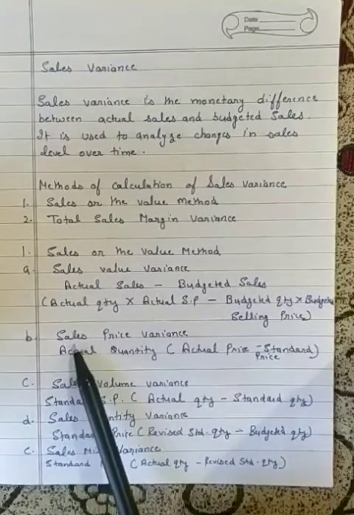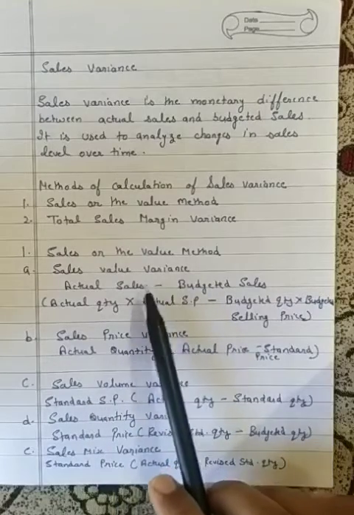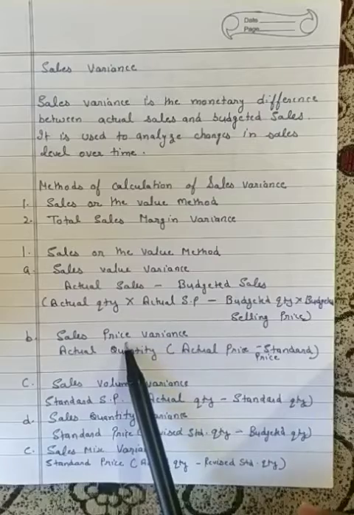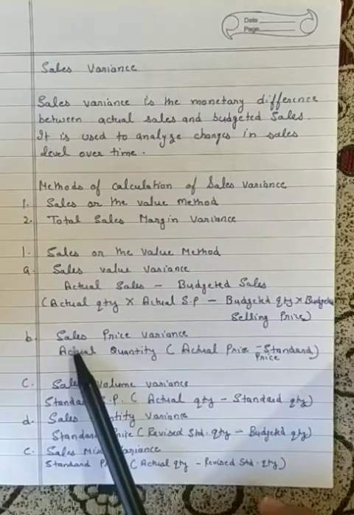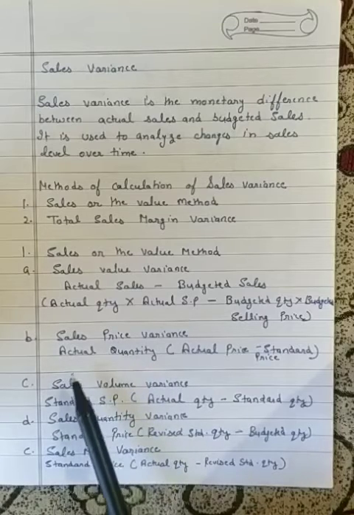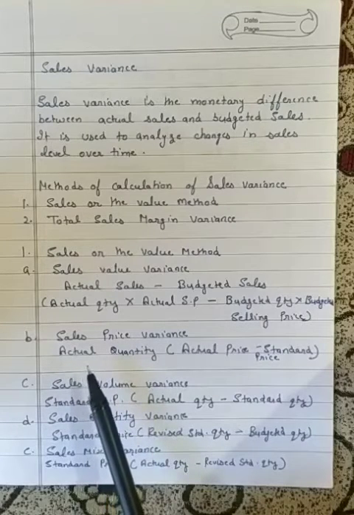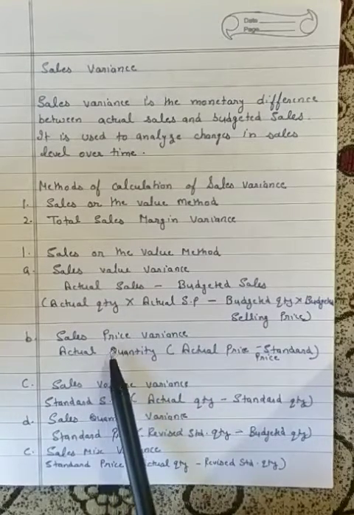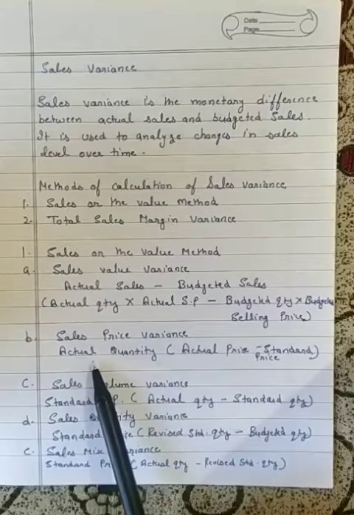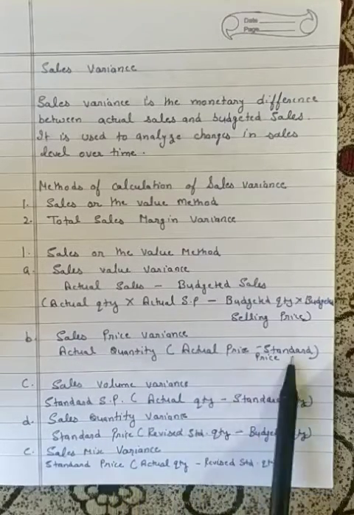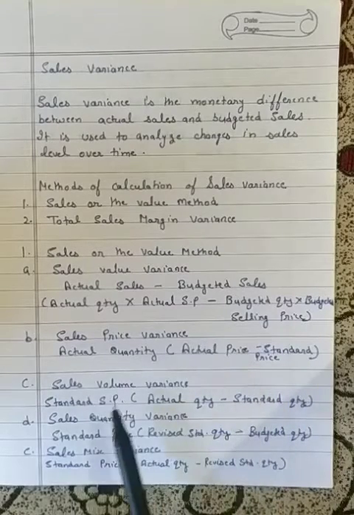Now the second formula: sales value variance may arise because of two reasons. The first reason is price. So the second formula is the sales price variance. Sales price variance is a variance which arises because of the difference between the actual price and the standard price. So the formula to calculate the sales price variance is actual quantity multiplied by actual price minus standard price.